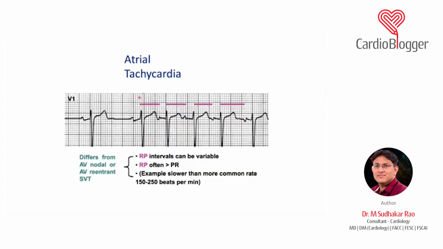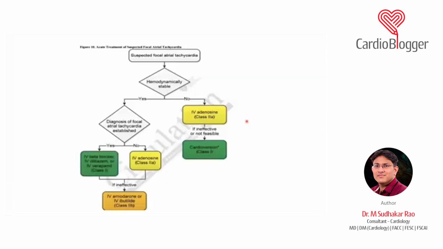So as I told you, most of the time it is regular, but sometimes we may get irregular, and the RP interval is usually more than the PR interval. You can see a long RP interval. The P wave morphology is usually varying, so the P wave morphology may vary, and the PR interval may also vary. So these three things you should always remember.